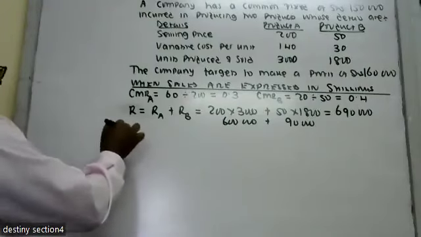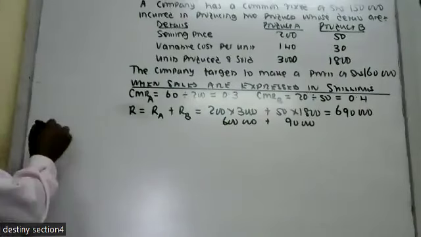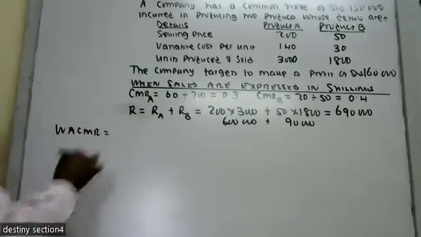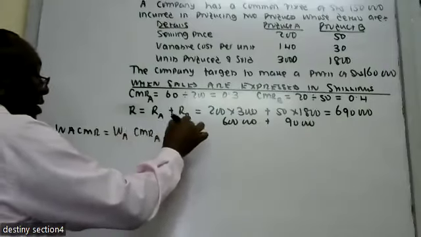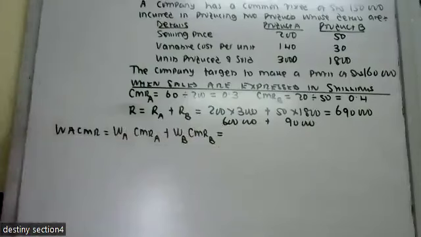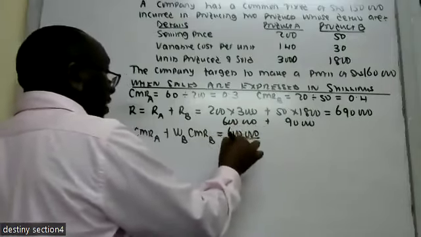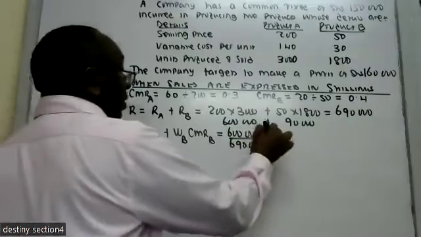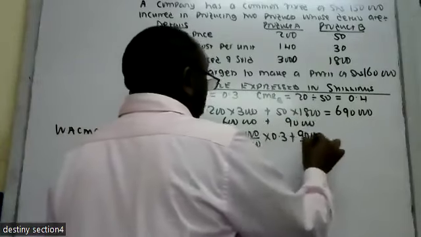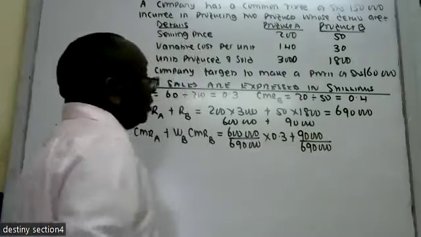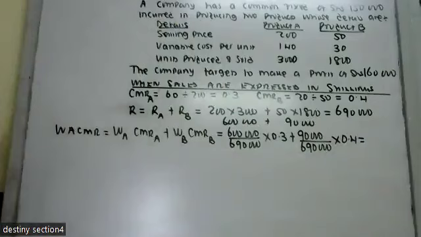So therefore, my WACMR will be the weight of A times the contribution margin ratio of A, plus the weight of B times the contribution margin ratio of B. The weight of A is 600,000 in a total of 690, and the ratio is 0.3 here, plus 90,000, you divide by 690, multiplied by 0.4. So you give me that ratio.